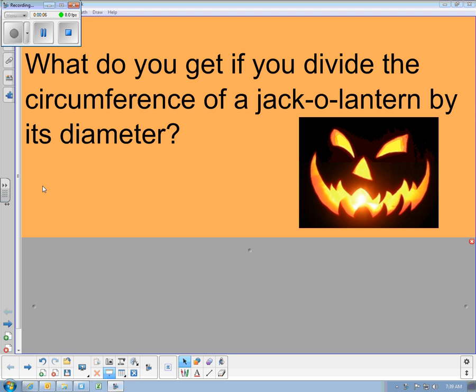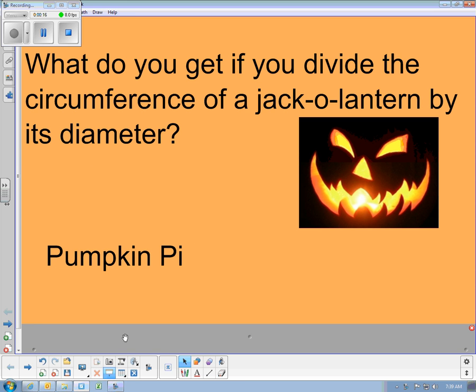We're going to start off with a little Halloween joke. What do you get if you divide the circumference of a jack-o'-lantern by its diameter? Dun, dun, dun, pumpkin pie!